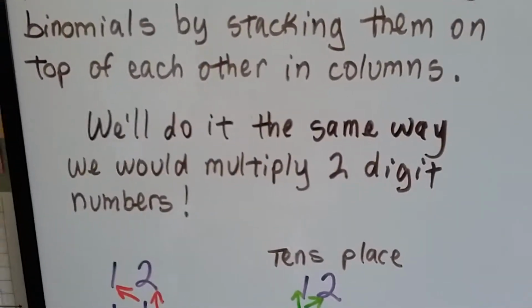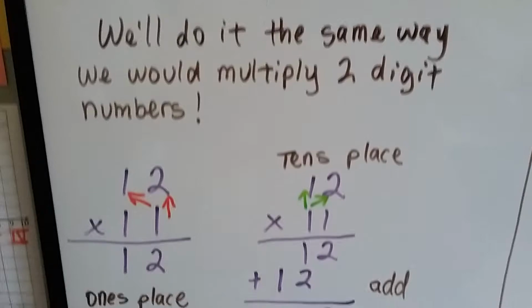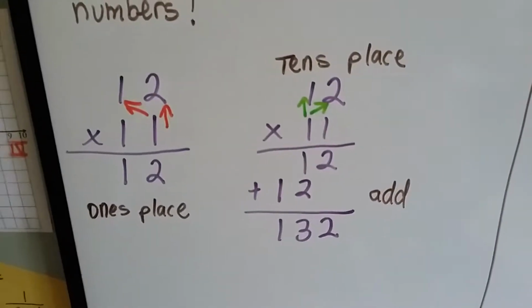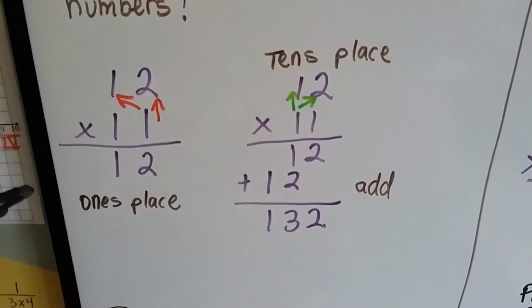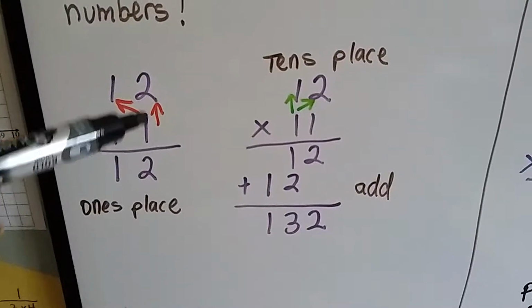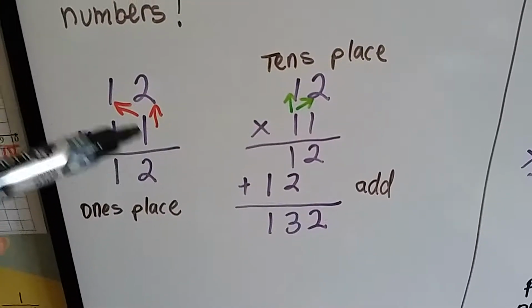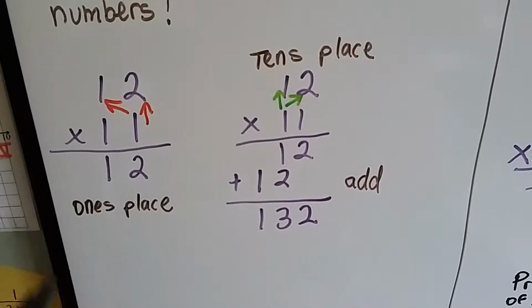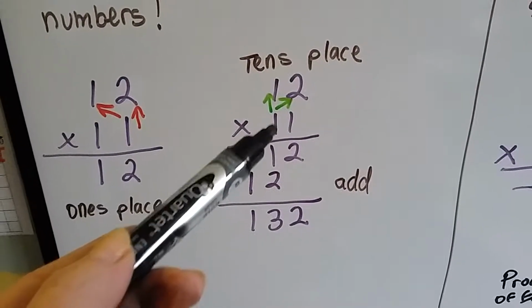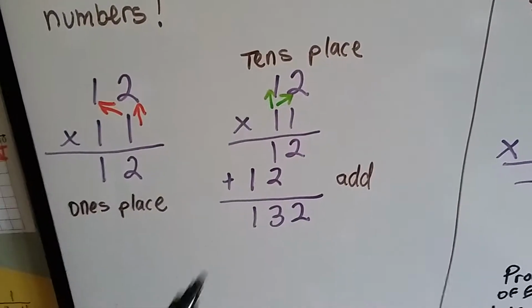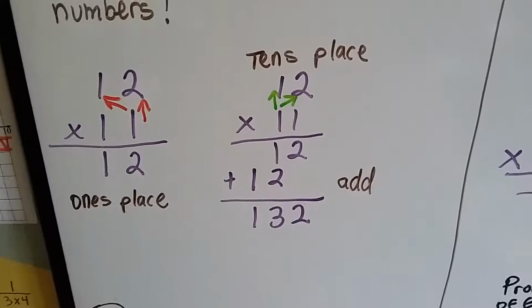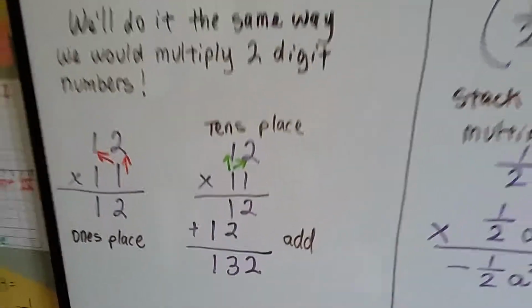I'm going to do it the same way we would multiply two-digit numbers. You remember in grade school we learned that we can multiply two-digit numbers by multiplying the ones place to the ones and then the tens. And then we do the tens place. We multiply it to the ones and the tens. And we add them up. Well, it's the same thing we're going to do with the binomials.